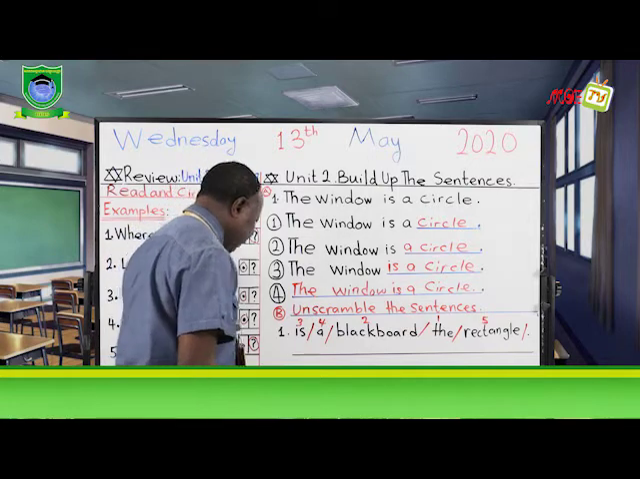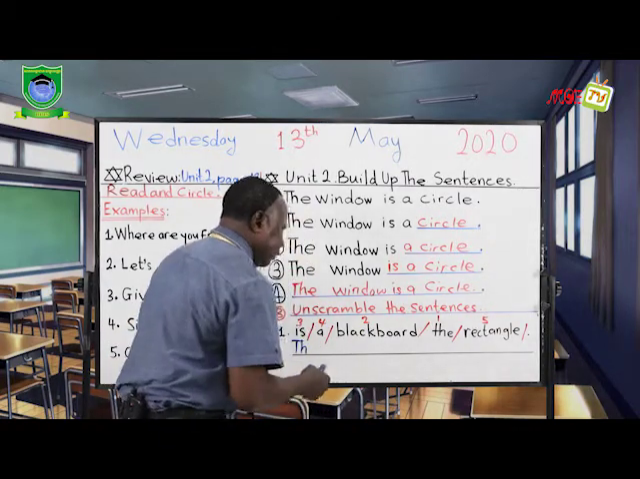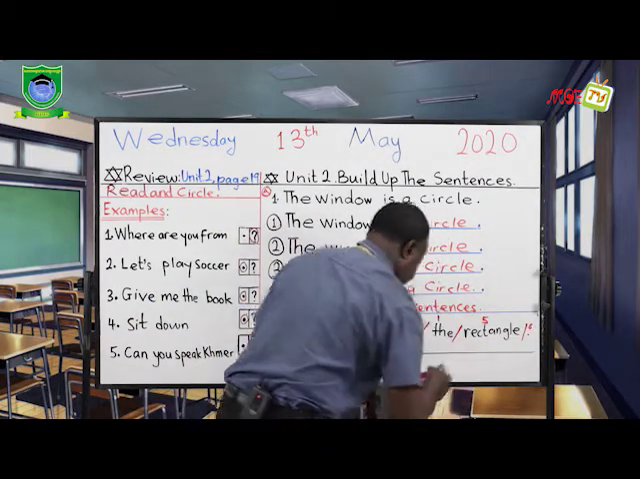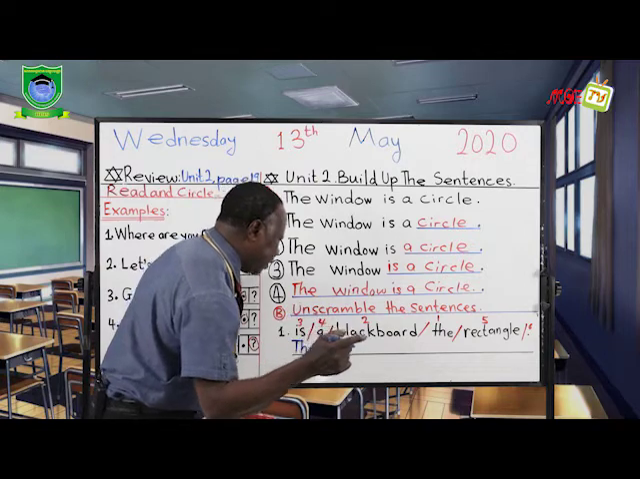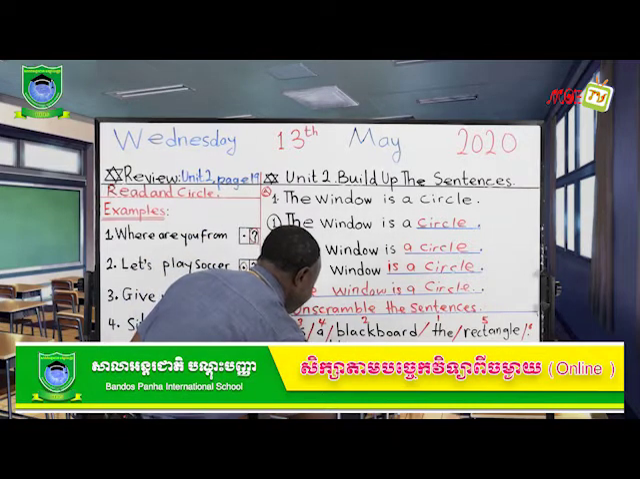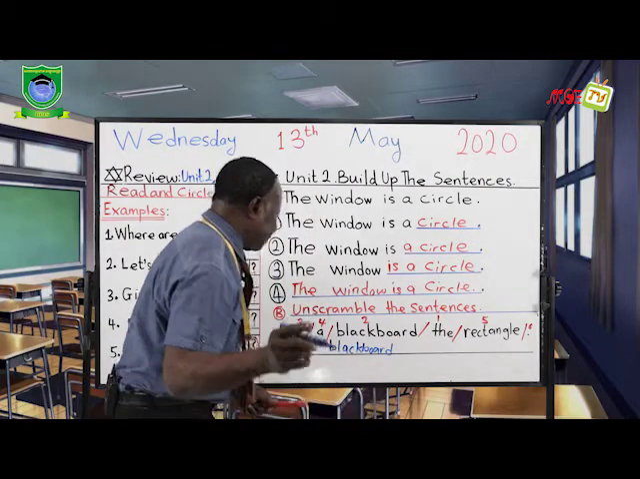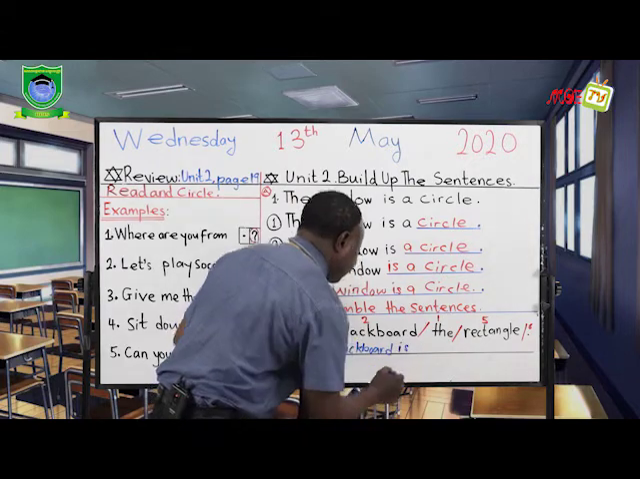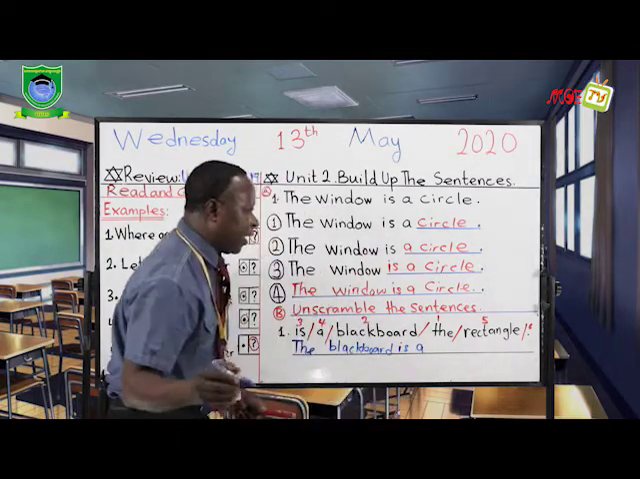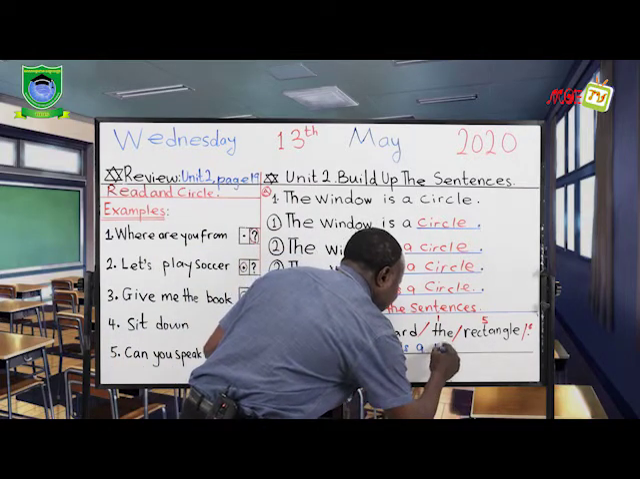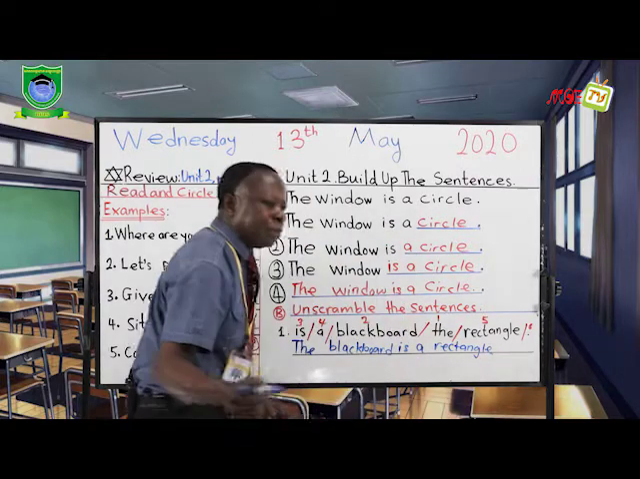So now I'm going to write this sentence in order. Number one is the. Number two, class, you all tell me together. The blackboard. Number three, class, is. Well done. Number four, a. Number five, rectangle. Well done. Number six, period or full stop.